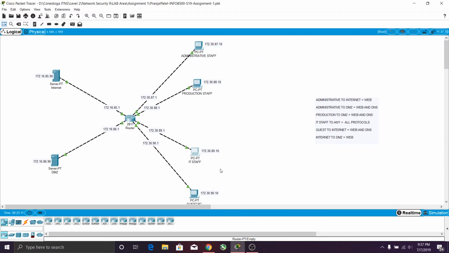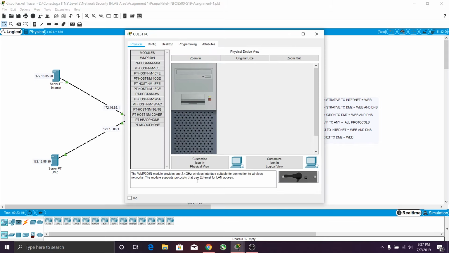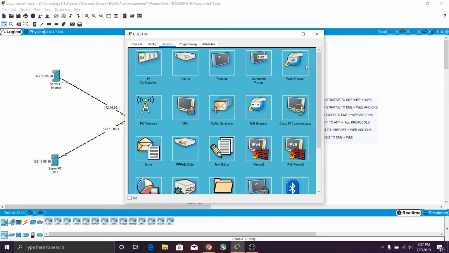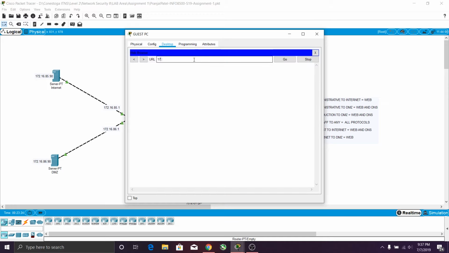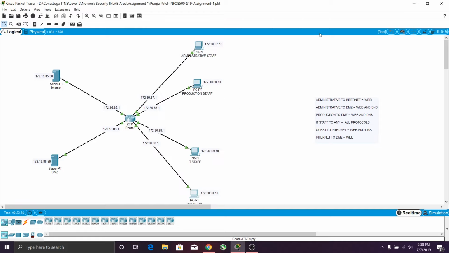Now the fifth requirement is guest to internet, which has web and DNS access to the internet only. So from the guest, the IP address for the internet is, so it's working, and also the DNS of the internet. So it's working perfectly.